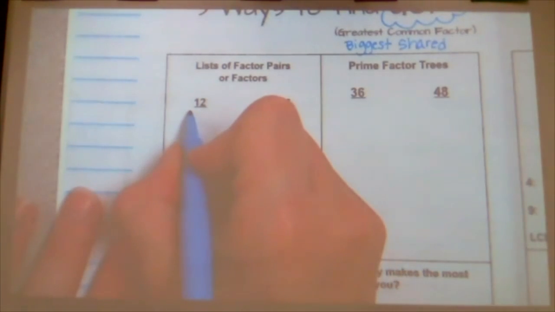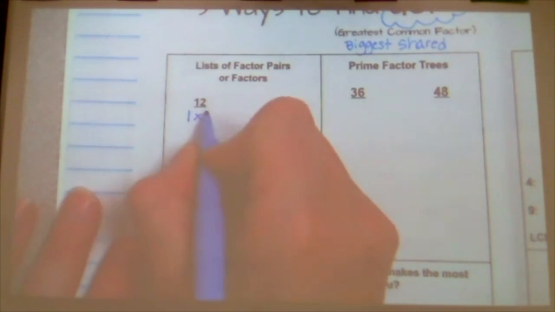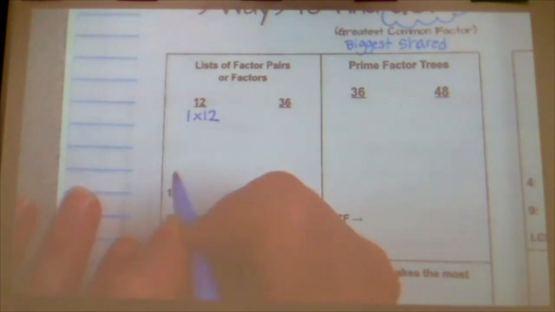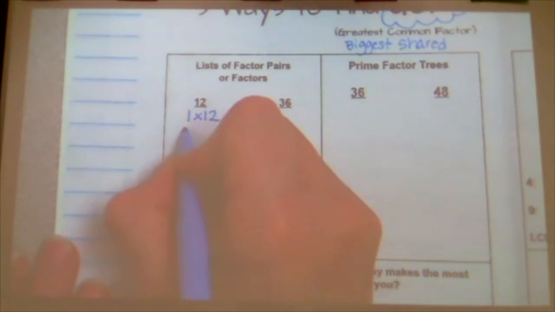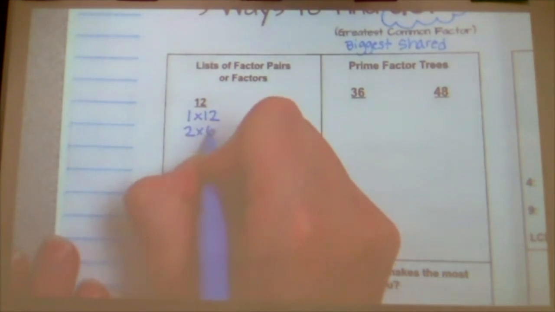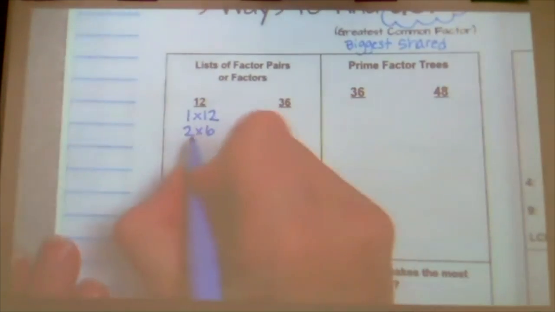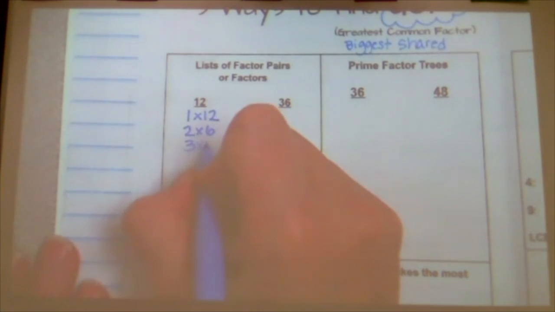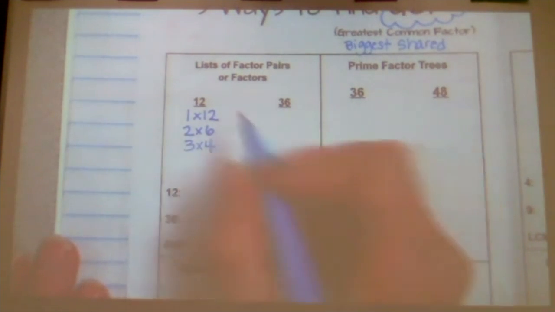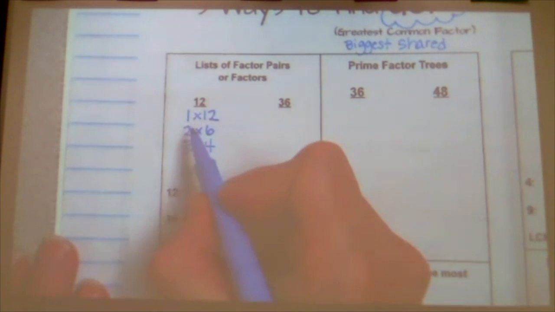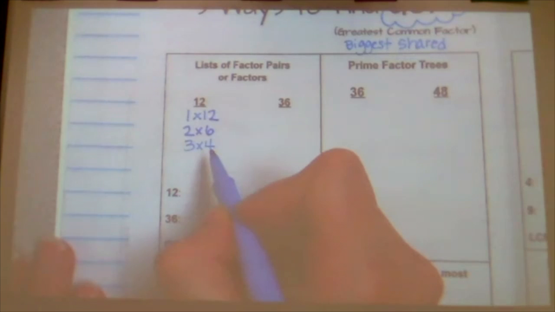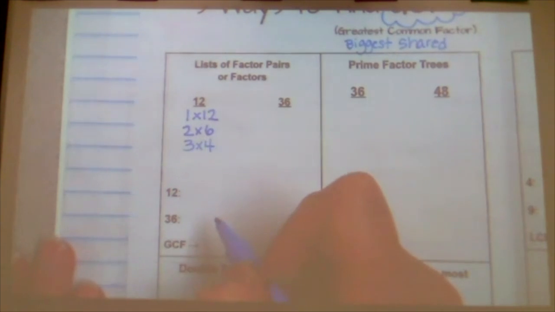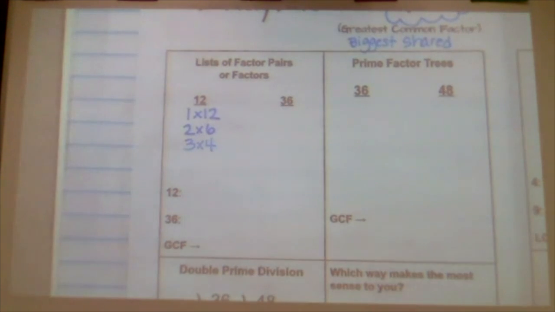So for example, under the 12, I could write the factor pair 1 times 12. I also am going to just keep going in order. I'm going to try a 2's fact. I know that 2 times 6 is also 12. I know that 3 times 4 is 12. And if I try out my facts, I have a 1 fact, a 2 fact, a 3 fact. I do have a 4 fact, but since it's already listed, I know I'm going to start repeating my numbers. So my list is complete.